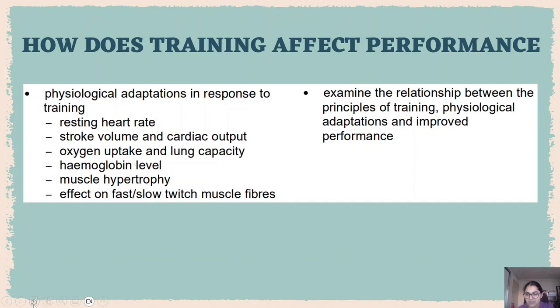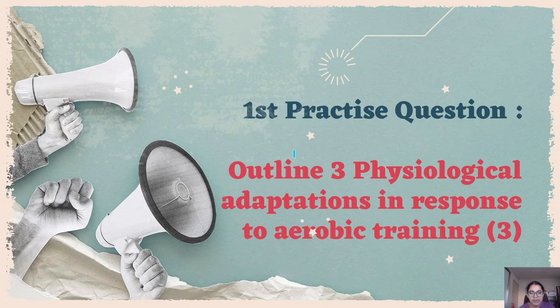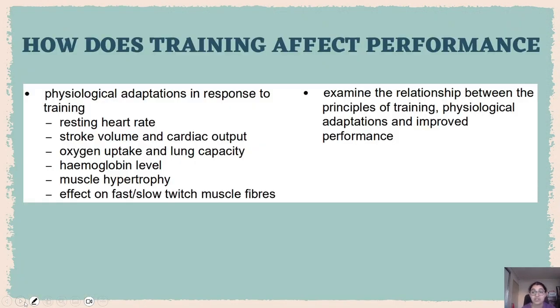So let me get my highlighter out. Like I said, outline is your key there. It's an outline, so you just literally write 3 down. That's all you have to do. But you have to remember it's for aerobic training. Remember the aerobic energy system uses oxygen. So this will have something to do with our body's increased capacity to carry oxygen.